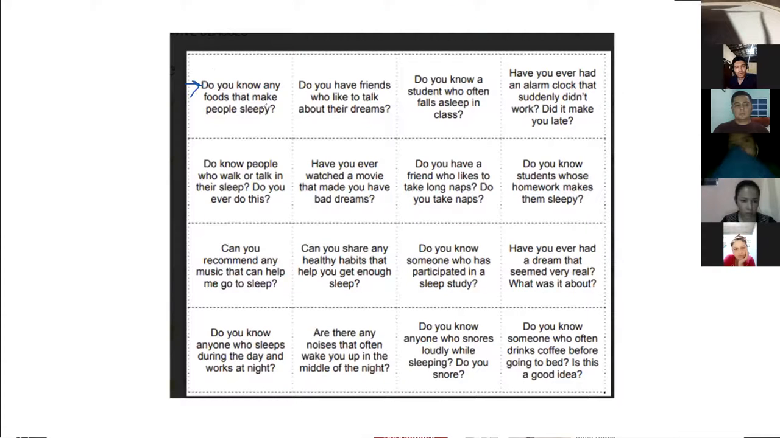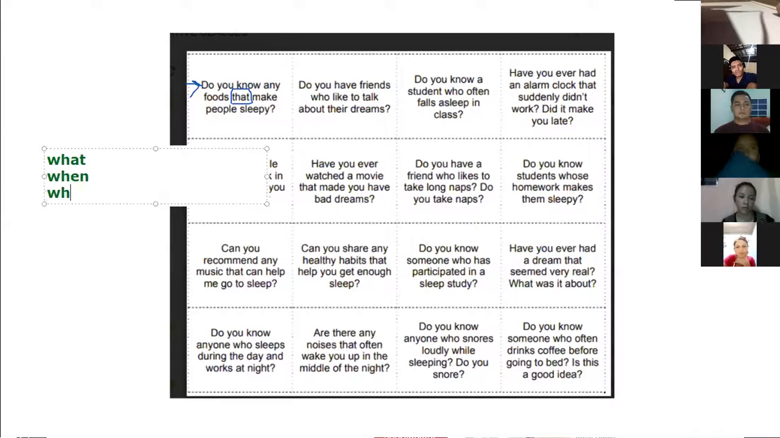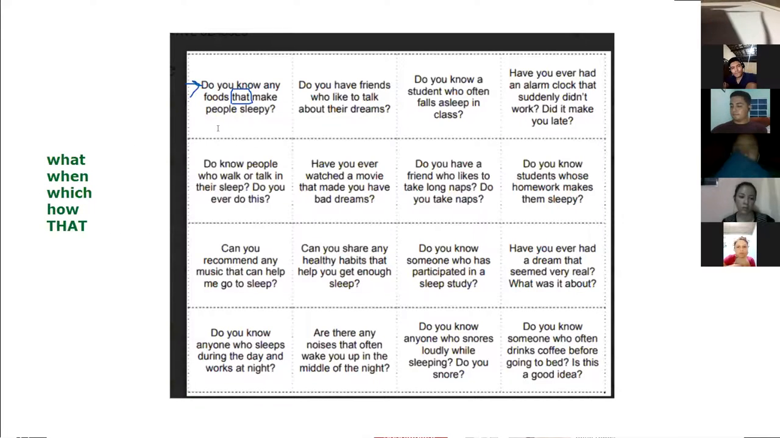That. Ah, that, okay. That is also a relative clause. We didn't include it. All right, so here are the options: what, when, which, etc. And also include that. Okay, very good. Where is the relative clause here, guys? Who? Yes, excellent. Okay, what about here? Who? Good. Here? That. That, awesome. Next one?